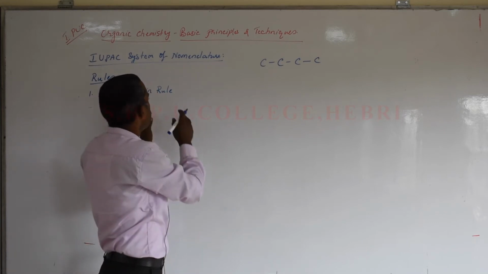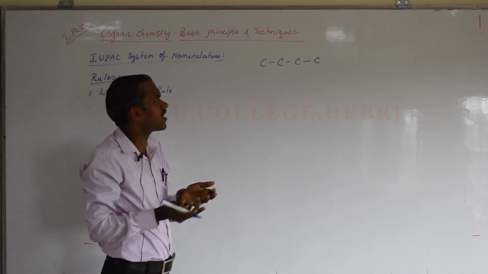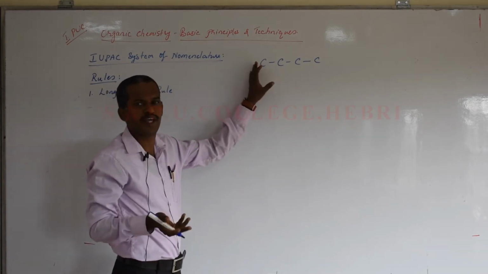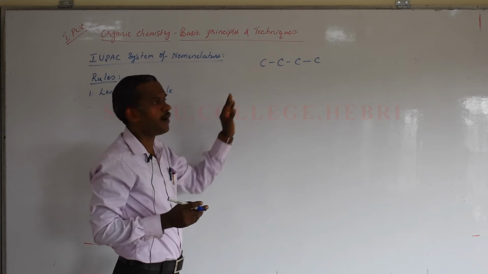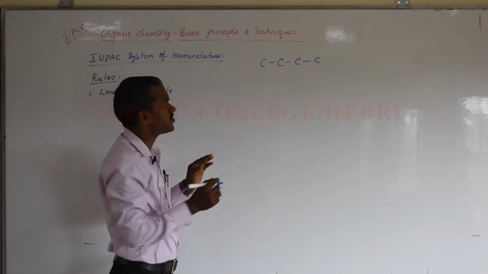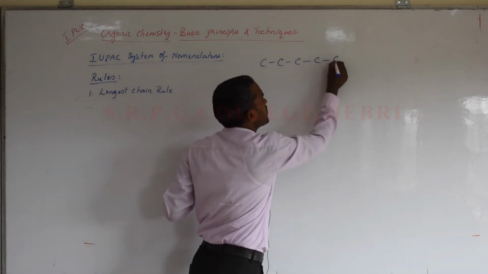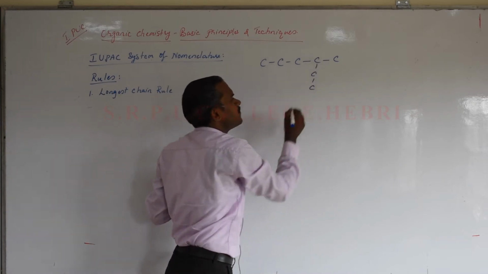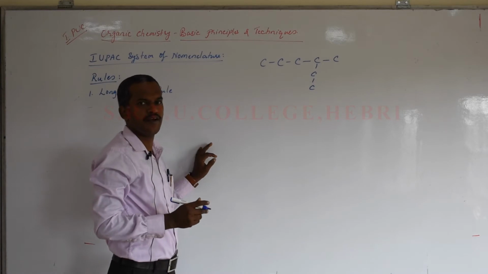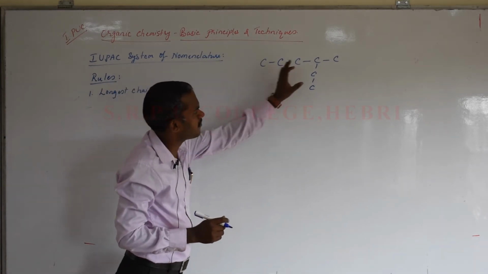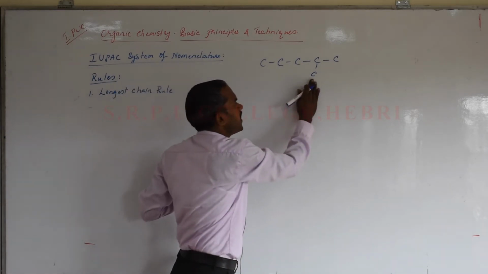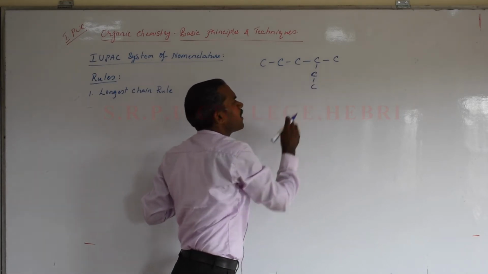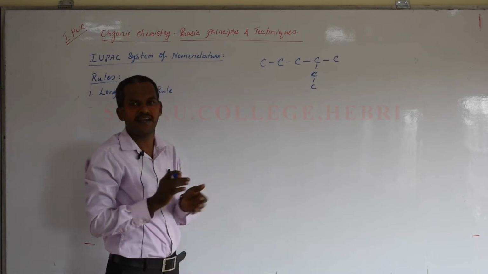So here in this case there is no concept like a longest chain or a shortest chain, because the parent chain has got the same number of carbon atoms. Now the difference I make is, instead of writing a straight chain like this, suppose I show a branch like this. Now look at this, there are 5 carbon atoms in the straight chain and there are 2 carbon atoms forming a branch in the parent alkane chain.